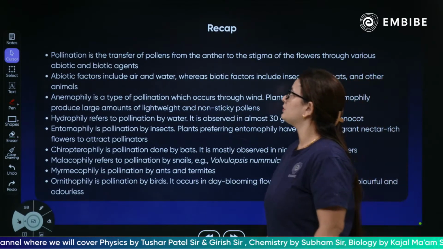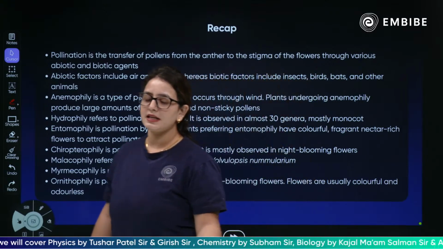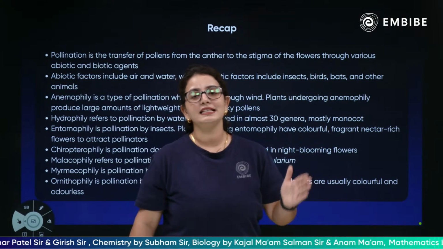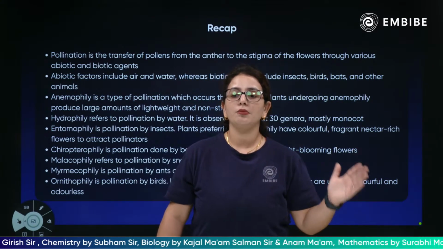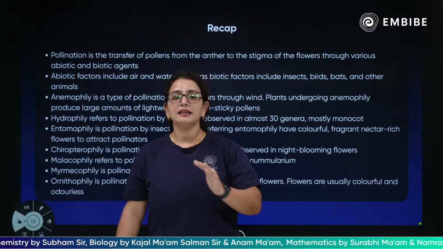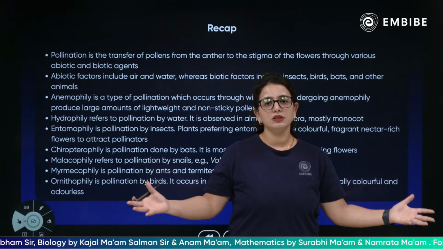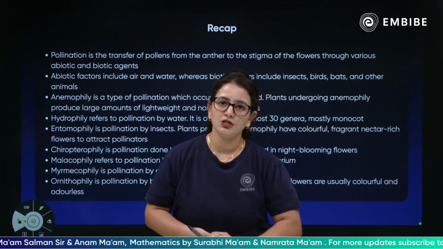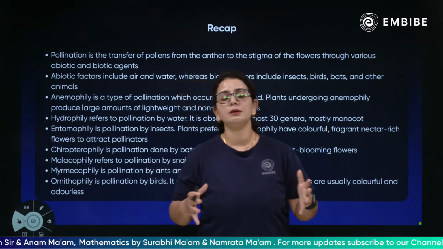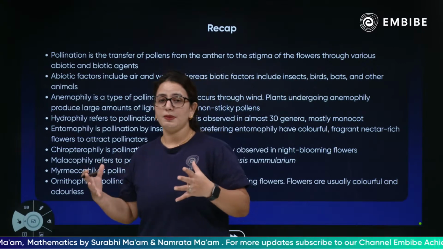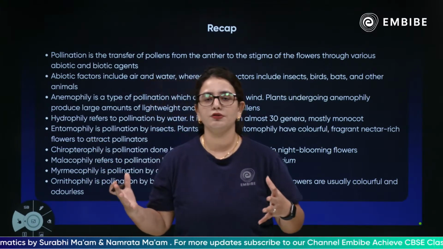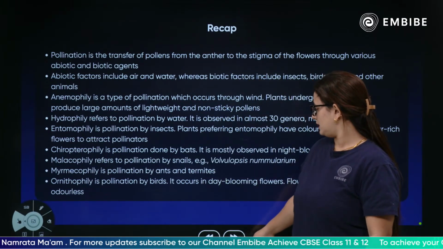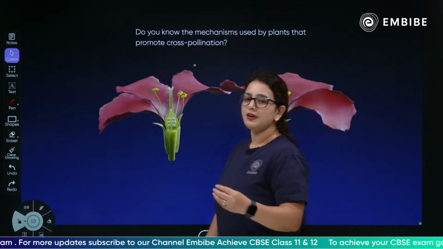Children, before that, in the previous lecture we discussed pollination. We have seen what pollination is: the transfer of pollen grain from the anther to the stigma, and through various means we can do that. We have seen how self-pollination is done and how cross-pollination is done, all the methods of transfer of pollen grains from the anther to the stigma. Next we have the very first thing.